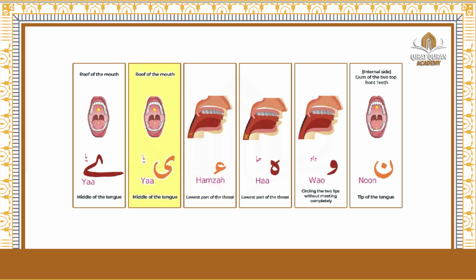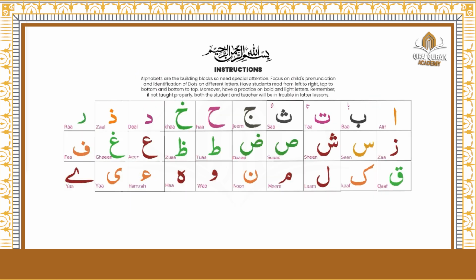And the next two letters, both these letters are ya. The origin of these two letters is similar, and that is the middle of the tongue will touch the roof of the mouth. So that's how you can easily pronounce ya. So now we've completed all these 29 letters from alif to ya.